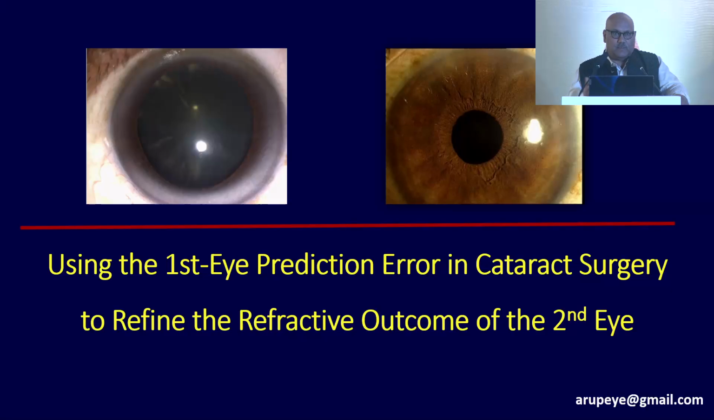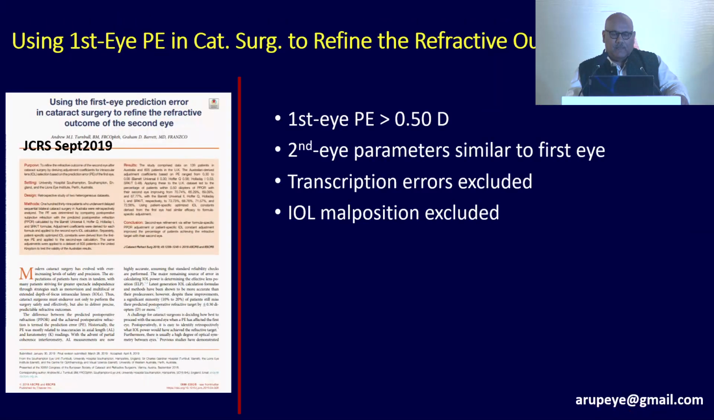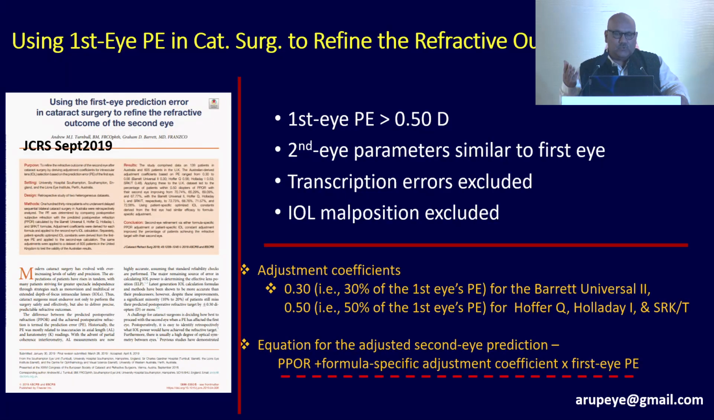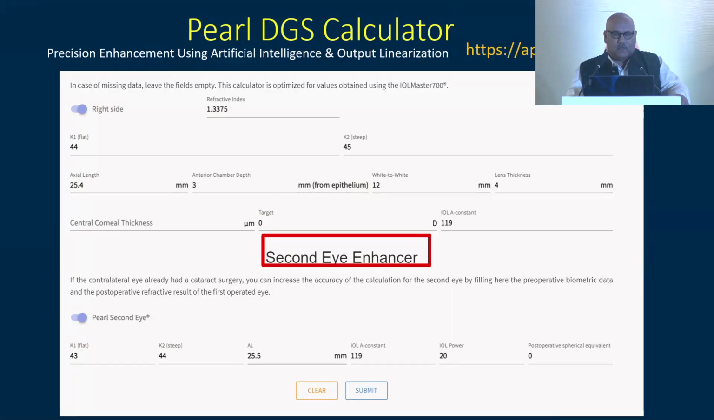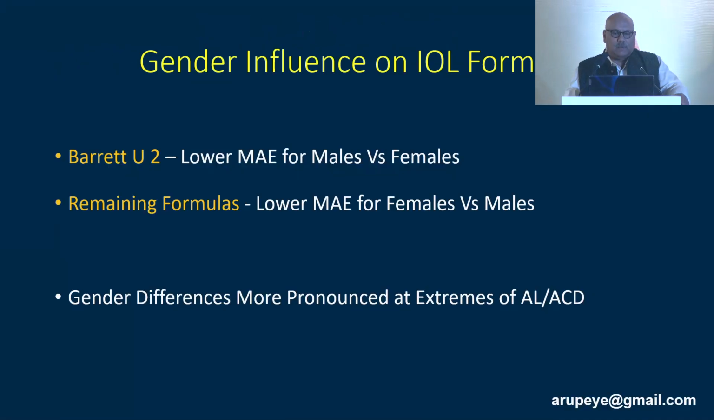Another strategy that I use is for better prediction for the second eye. The first eye has been operated, the second eye is being taken up. So if there is a residual refractive error in the first eye, I would wait for about a month or 2 to make sure that this is stable. Then I would tinker with the IOL calculation in the second eye to be operated, using about 0.3% of the refractive surprise that was seen, by changing the power of that eye. So as I mentioned earlier, second eye enhancer is available in the Pearl DGS calculator.